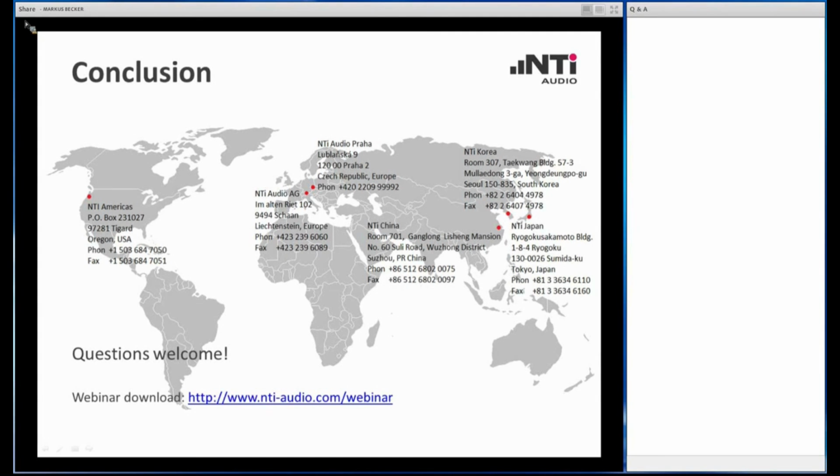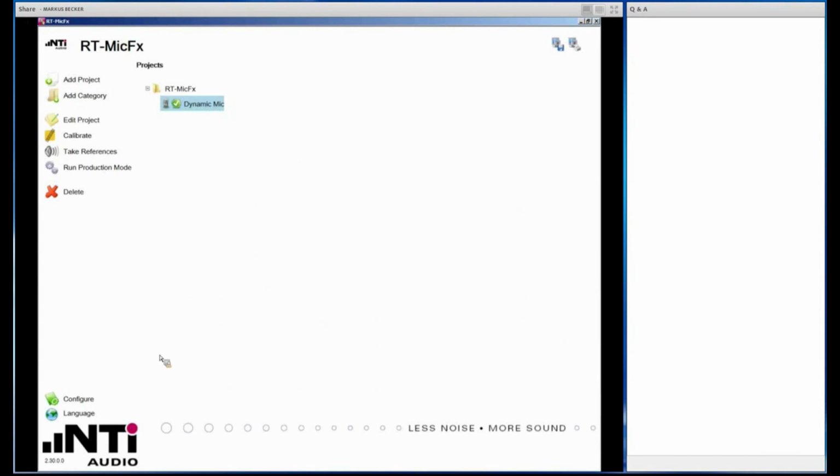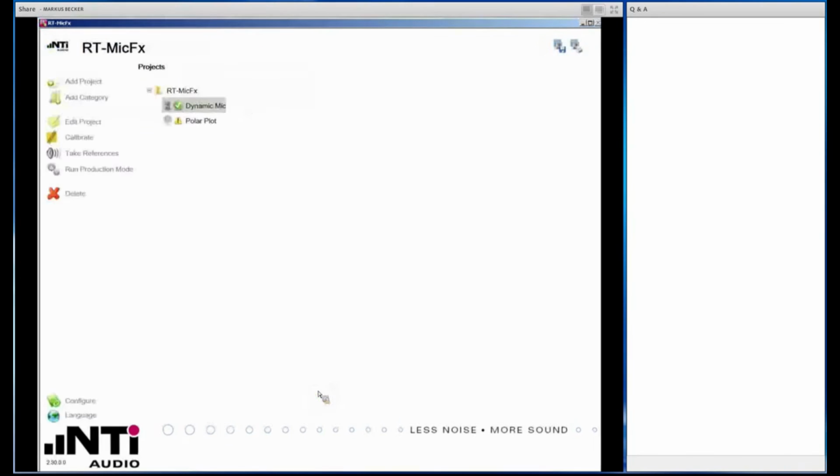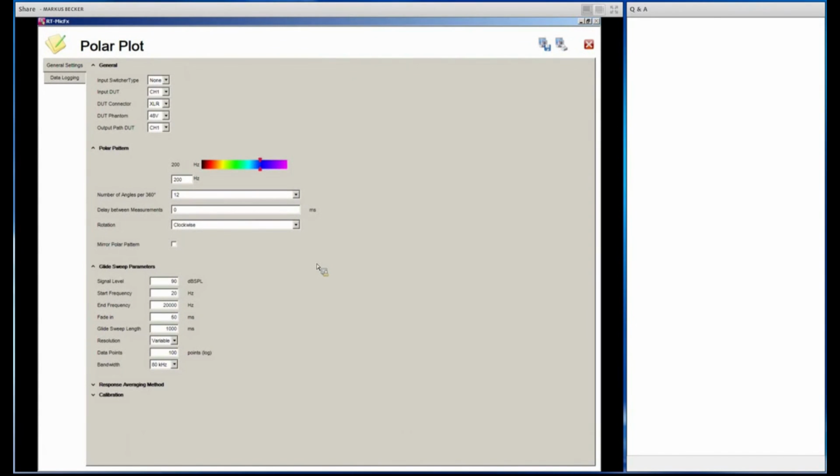Another question here refers to the polar plots. I want to show you that briefly. I don't have a polar plot installed in my setup here, but I can show you briefly how this would work. I would create a new project. I'm going to call that polar plot here. I select the corresponding project type, and by creating this project, I can immediately enter the corresponding test parameters, again the test signal parameters, the glide sweep, start, stop frequency, and so on. But here I also have the possibility to edit the number of steps for my polar plot, or the rotation direction of my turntable, and so on and so forth. And the frequency at which it will be acquired.